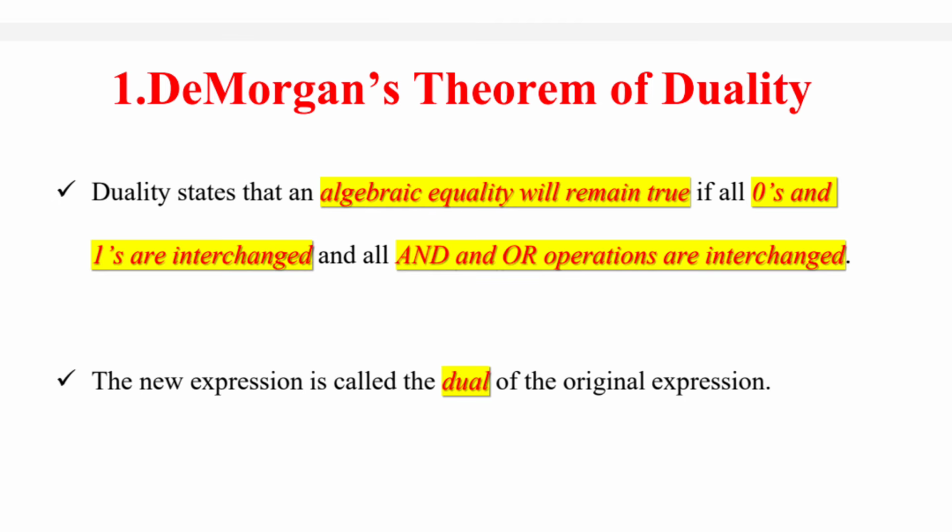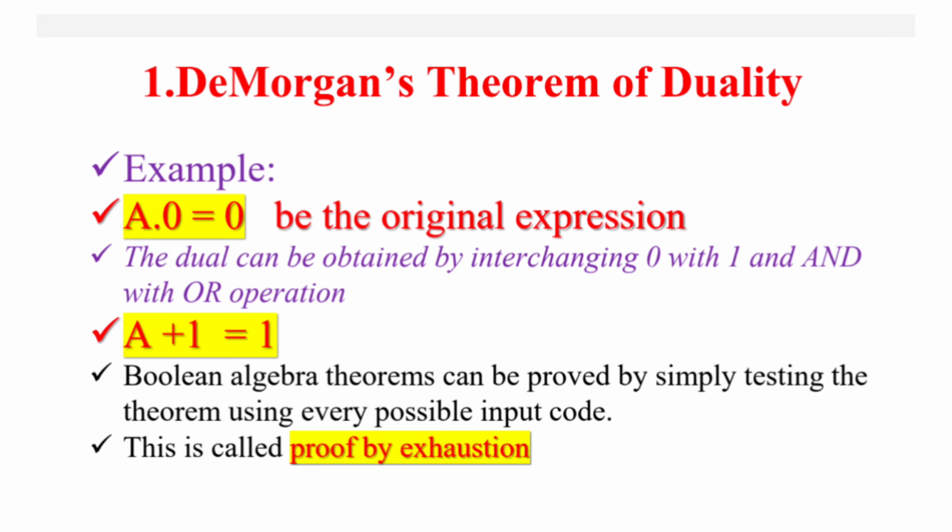Now the first one, De Morgan's theorem of duality. Duality states that the algebraic equality will remain true if all zeros and ones are interchanged and all AND and OR operations are interchanged. The new expression is called the dual of the original expression. An example for a duality theorem. Let's consider the original expression a dot 0 equal to 0. That is a AND with 0, that is equal to 0. The dual can be obtained by interchanging zeros and ones and the AND operation with the OR operation. Therefore, the dual expression over here is a plus 1 is equal to 1.